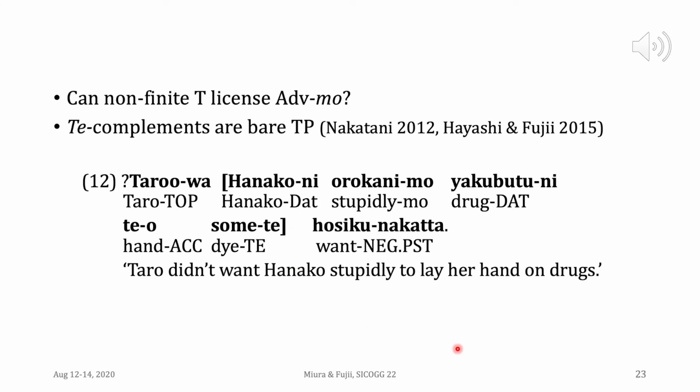To decide the matter, one might look at examples like 12, where the complement might be bare TP. 太郎は花子に愚かにも薬物に手を染めてほしくなかった. Taro didn't want Hanako stupidly to lay her hand on drugs. If this example is grammatical, we can conclude that ADV mo can be licensed by T alone. Unfortunately, however, the judgment is not as clear as we hoped. So further investigation is definitely needed.